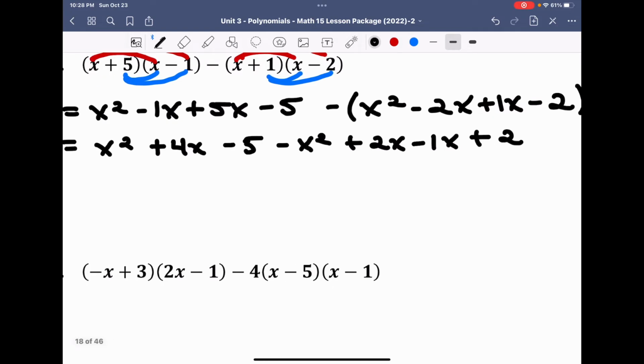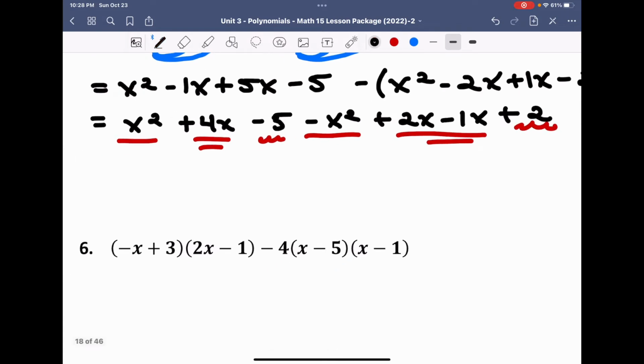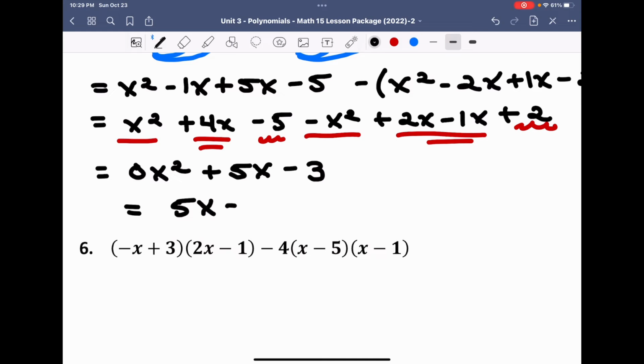And now I want to organize this. My x squared terms will get a single underline. My x terms will get a double underline. And then my constants are going to get the squiggle, just to be consistent. x squared minus x squared is going to be equal to 0x squared. 4x plus 2x is 6x, minus 1x is plus 5x. And then finally, negative 5 plus 2 is negative 3. Therefore, my statement is 5x minus 3.